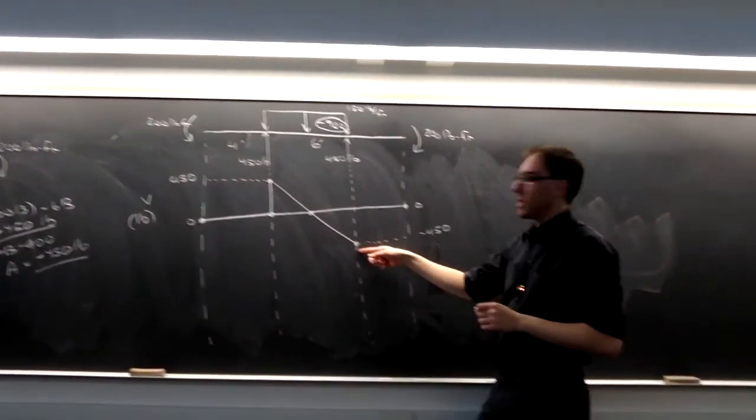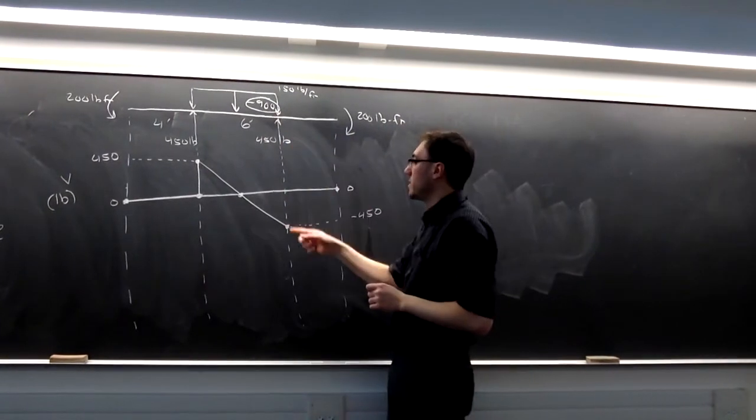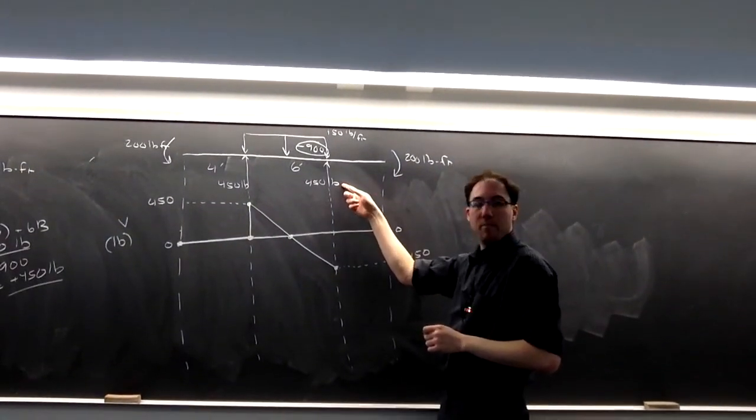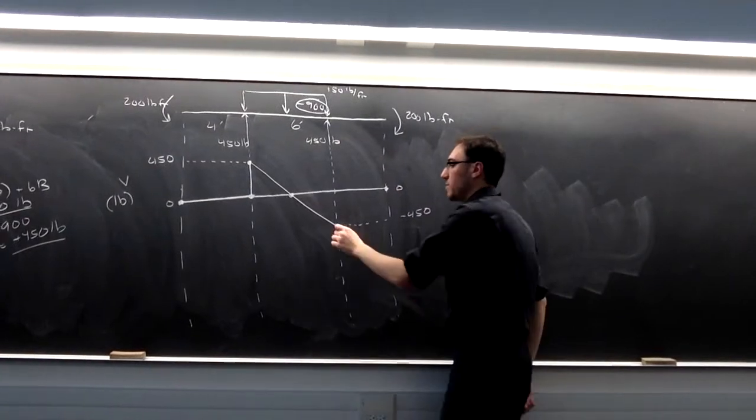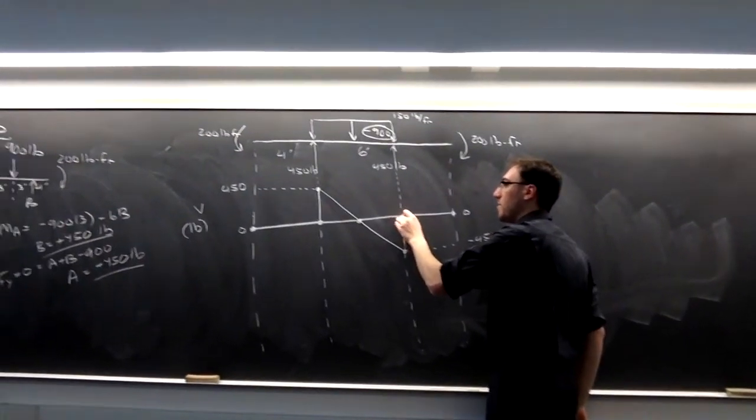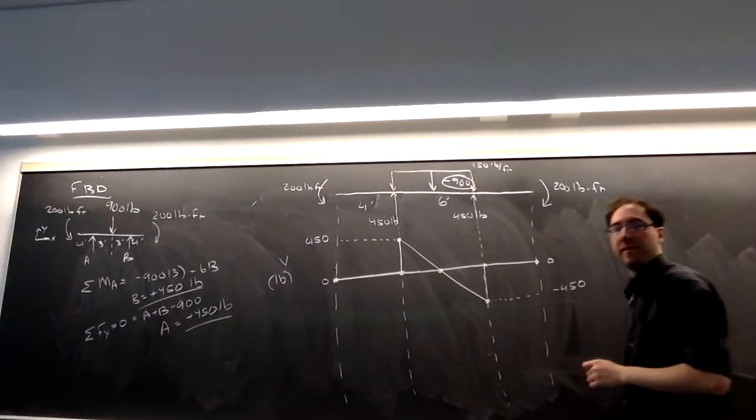When I integrate it one time, it'll be a first order line or a straight line. So back to being on the line here. So I drop by the 900. I'm on the line. I have a point load up of 450 pounds, which means I'm going to jump up in my value of V by 450 pounds.